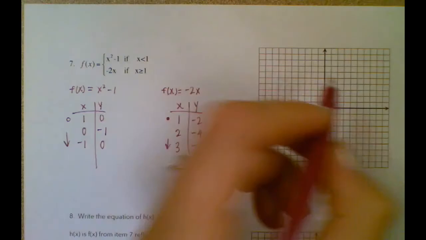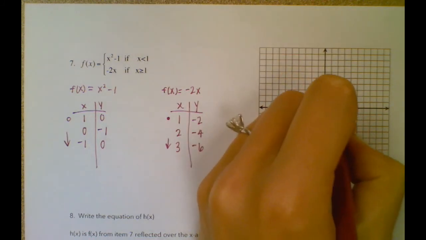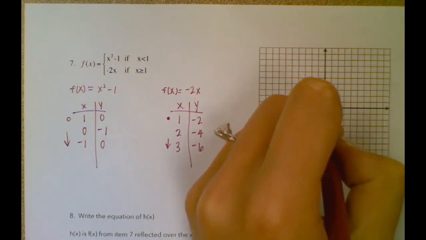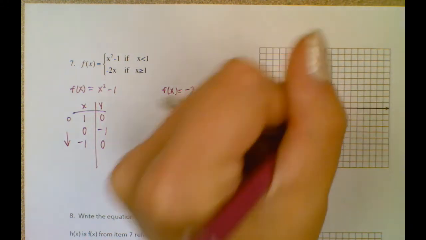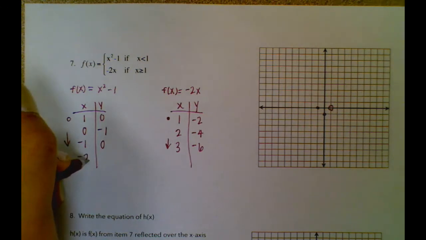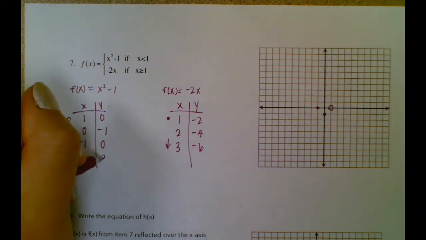All right, let's plot this guy. So at (1, 0), open circle, (0, negative 1), (negative 1, 0). That's a little guy. Let's do one more point on there. So what would that be? 4 minus 1 is 3, right?